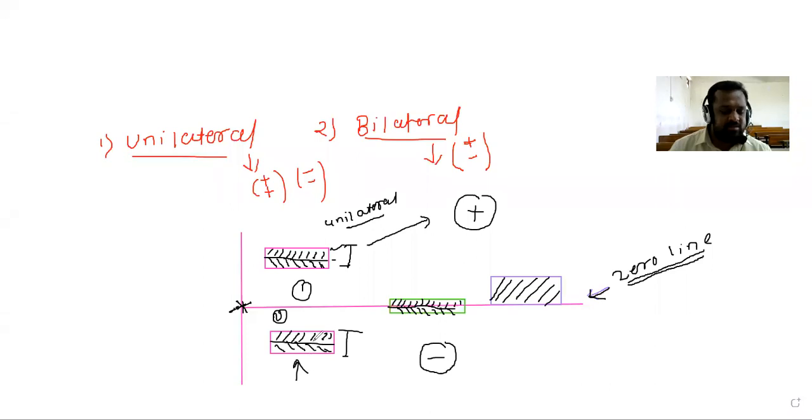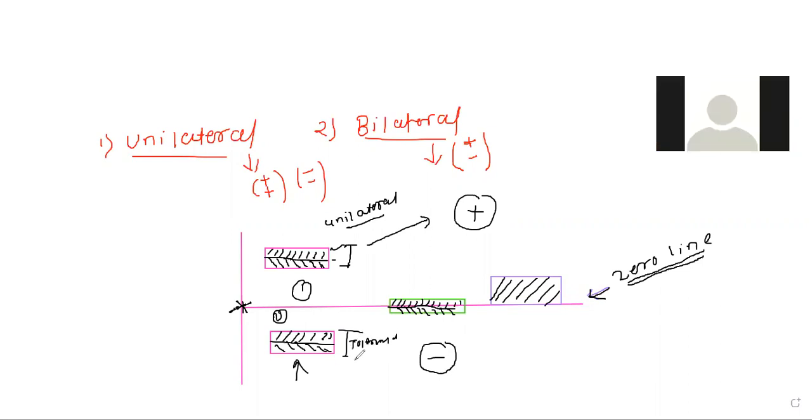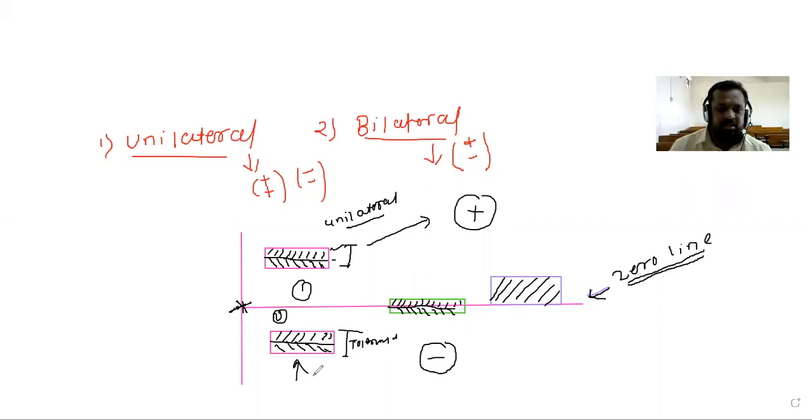Then please tell me, what is the type of this tolerance? Unilateral. Why is it unilateral? Because we are showing only one side. Only one side means we are showing that tolerance on only the negative side. Then what is the type of this tolerance?